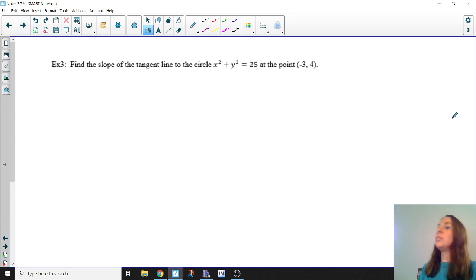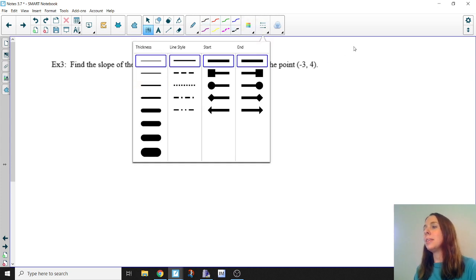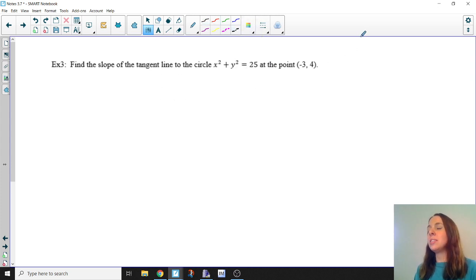I'm going to move on to our circle. Back to our circle. We're going full circle. Find the slope of the tangent line to the circle x squared plus y squared equals 25 at the point (-3, 4).